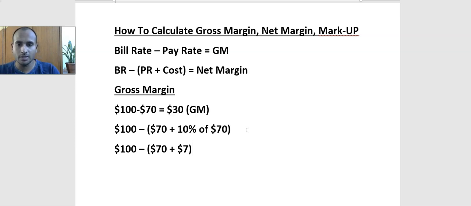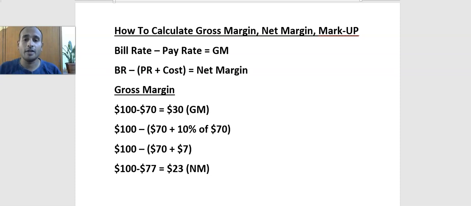Now the net margin is $100 minus 77, and how much is it? $23 is your net margin. This is how you are going to calculate your net margin.